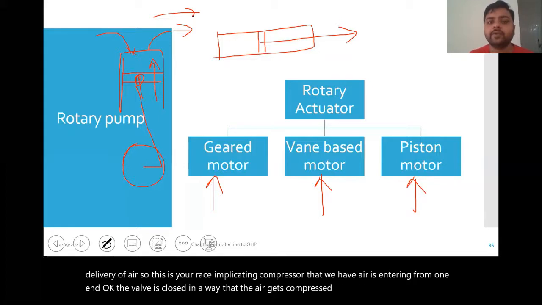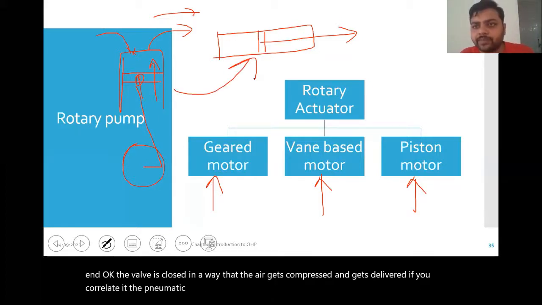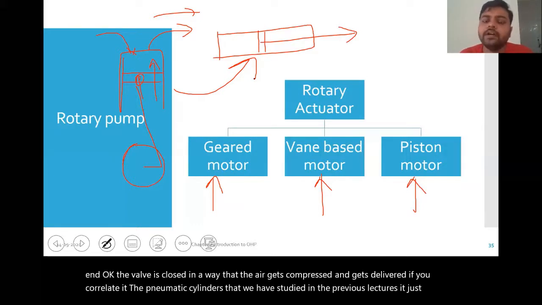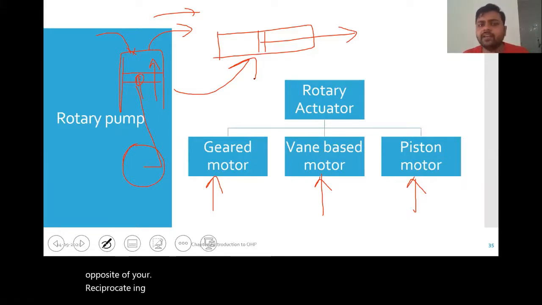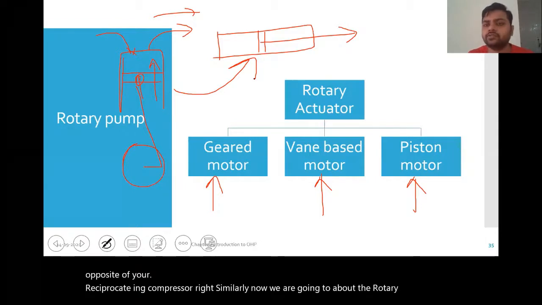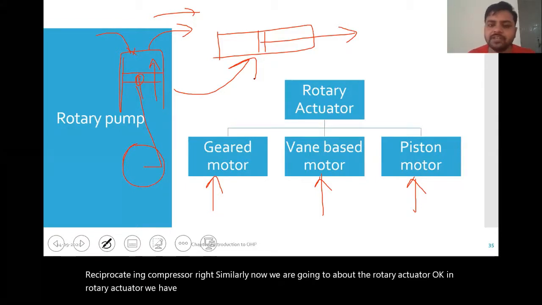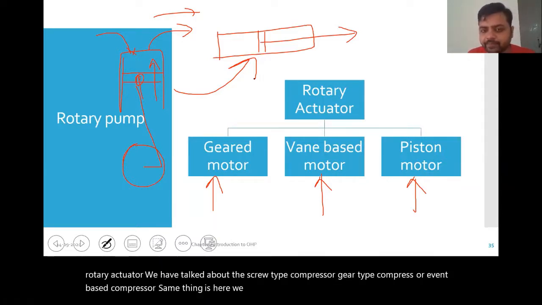Okay, if you correlate it, the pneumatic cylinders that we have studied in the previous lectures are just the opposite of your reciprocating compressor, right? Similarly, now we are going to talk about the rotary actuator. In rotary actuators, we have talked about the screw type compressor, gear type compressor, or vane based compressor. The same thing is here. We will understand this one by one.